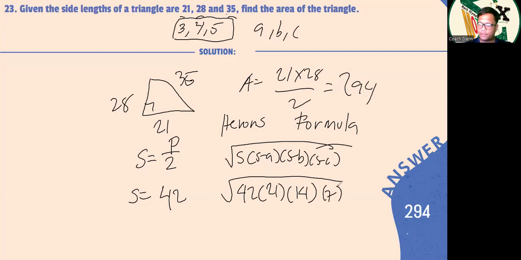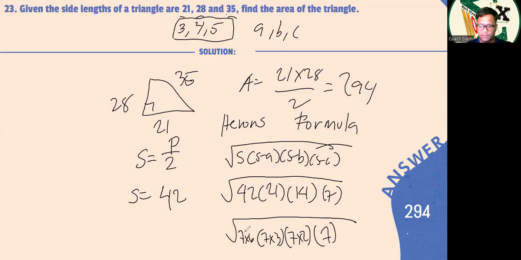That's 7. Get the square root. So wait, this is 7. 14 is 7 times 2. 21 is 7 times 3. 42 is 7 times 6.